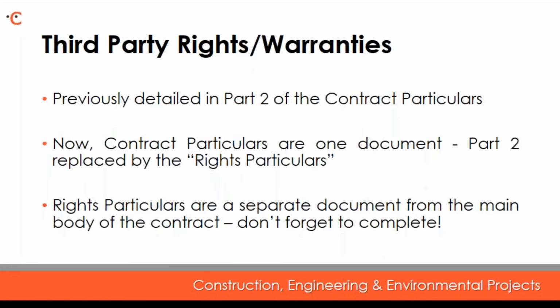We move on now to third-party rights and warranties. These were previously detailed in Part 2 of the contract particulars. That was obviously back in 2011, but now we see a change where the contract particulars are in fact one document. There's no longer a Part 1 and a Part 2, and instead what we have is something called the rights particulars. This is another separate document from the main body of the contract, and I've said here it is important not to forget to complete it.